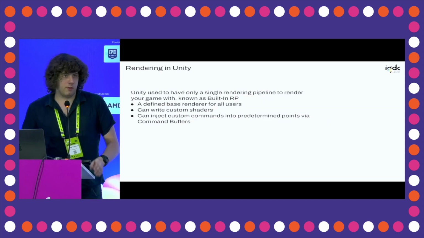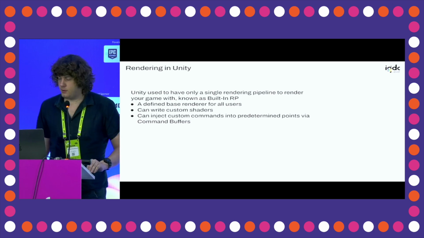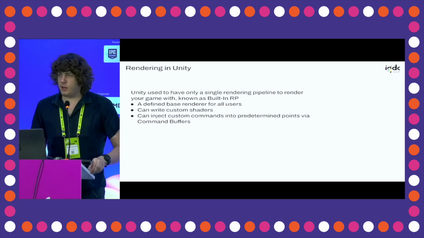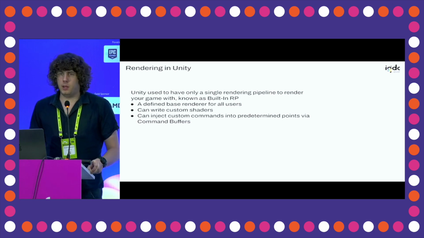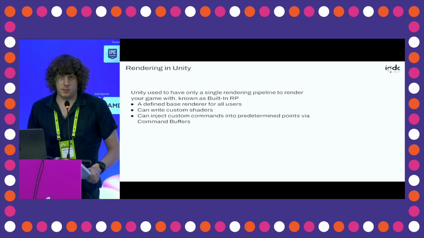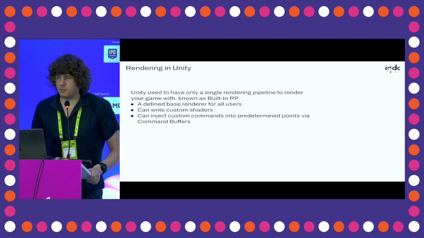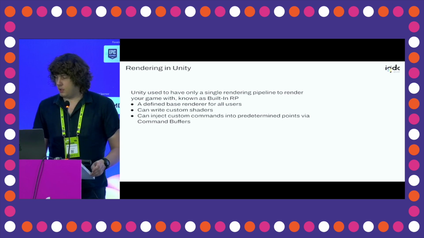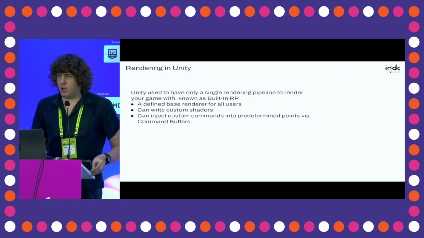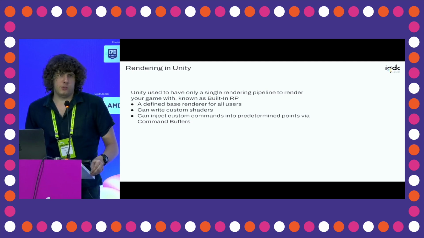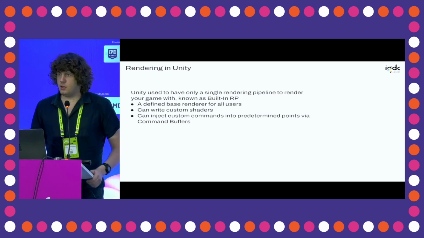So just as a quick recap of how rendering was in Unity back in the olden days. Unity had only one render pipeline that was hidden behind the C++, now commonly referred to as the built-in render pipeline. It's a pretty defined render pipeline, and it's fairly customizable, so you can write your shaders directly, and you can inject custom rendering commands into it as well through command buffers.